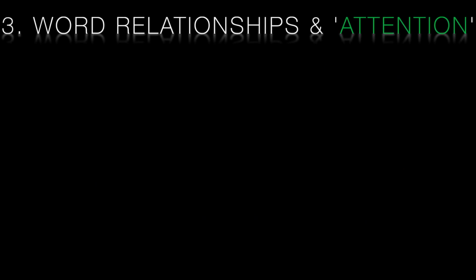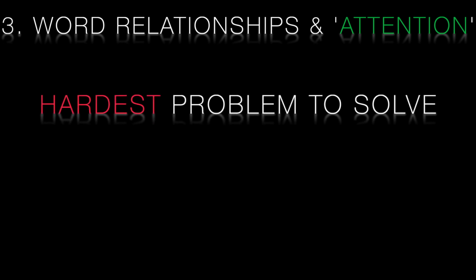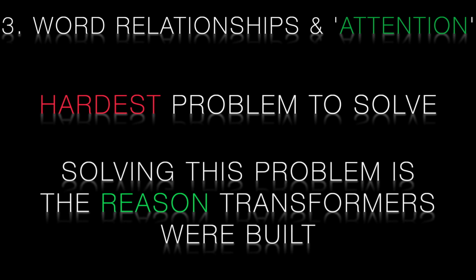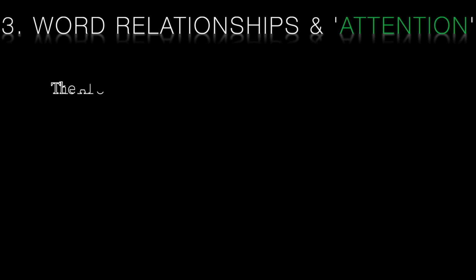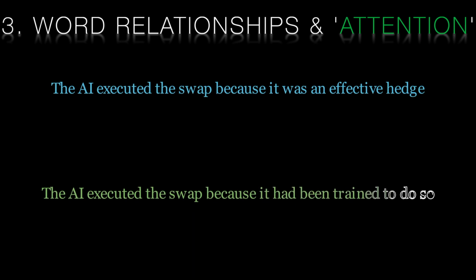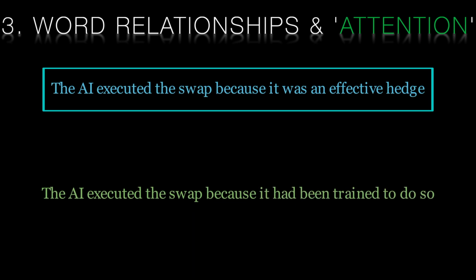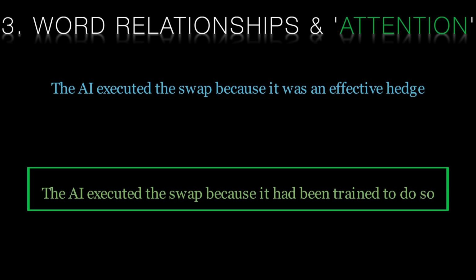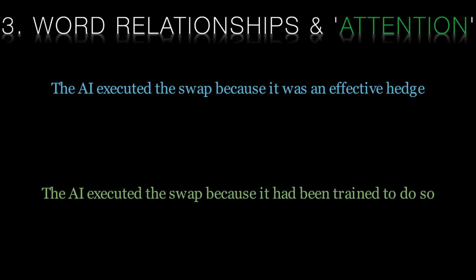3. Relationships and attention. This is perhaps the hardest problem to crack, but it's undoubtedly where transformers excel. Indeed, they were designed for this problem in particular. Let's look at a quick example to see what we mean by relationships and attention. Here are 2 very similar sentences. The AI executed the swap because it was an effective hedge, and the AI executed the swap because it had been trained to do so.